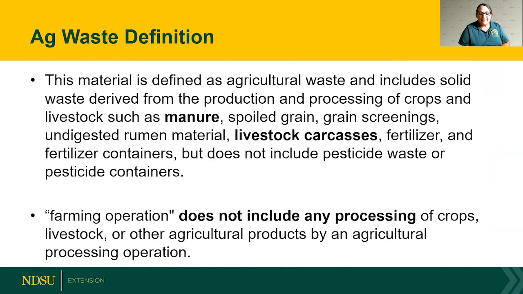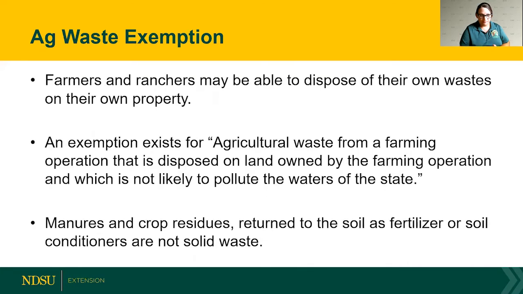So ag waste includes solid waste derived from the production and processing of crops and livestock, such as manure, spoiled grains, livestock carcasses, fertilizer. Farming operation does not include any processing of crops, livestock, or other ag products. So farmers and ranchers, because of this, may be able to dispose of their own waste on their own property, which is where the difference comes in between a livestock mortality, so an animal that dies during livestock production, versus butcher waste, which is an animal that is being further processed.